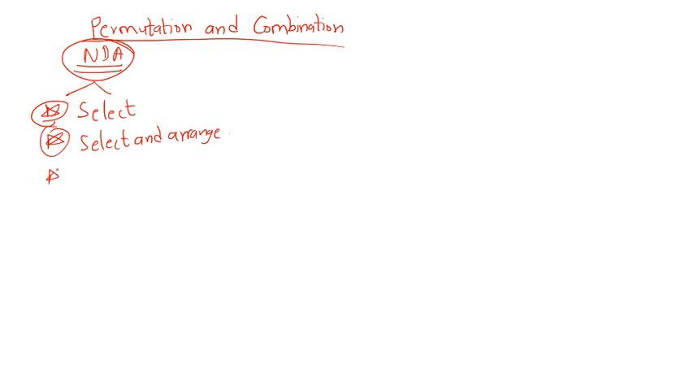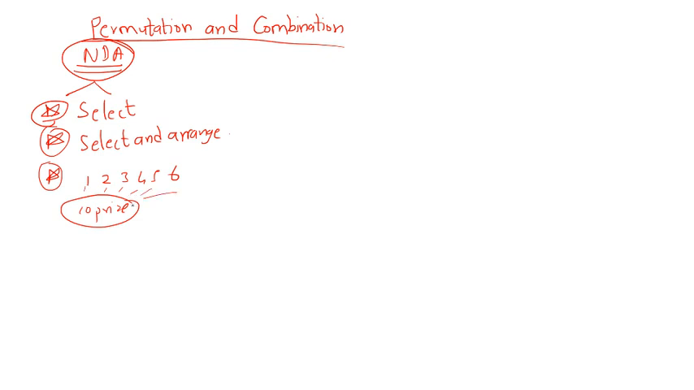Then distribution of prizes. Suppose there are 6 people, and I have, suppose, 10 prizes. I have to distribute these 10 prizes among all the 6 members. So how can I distribute? For example, I give the first prize to him, second prize, third prize, fourth prize, fifth prize, sixth prize.